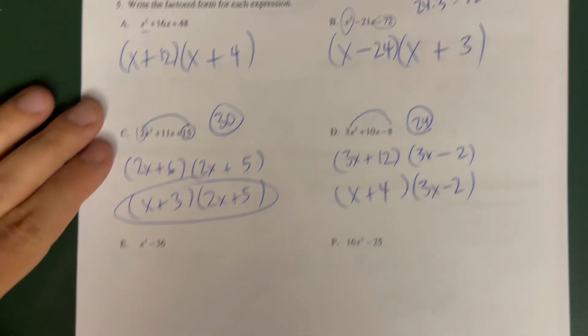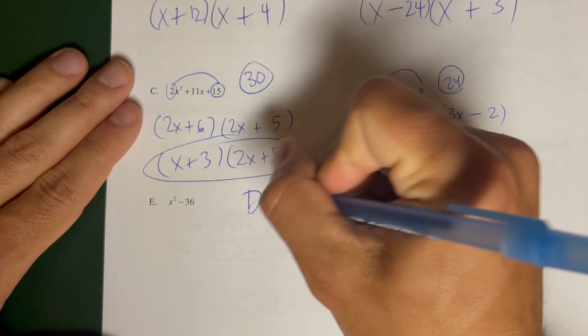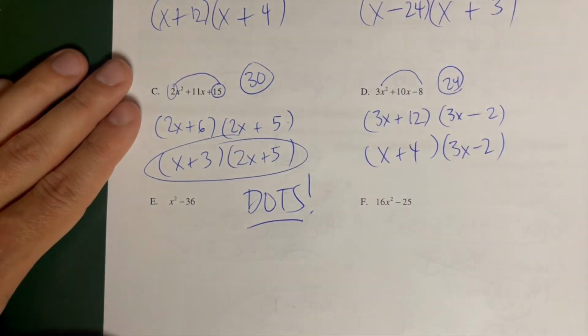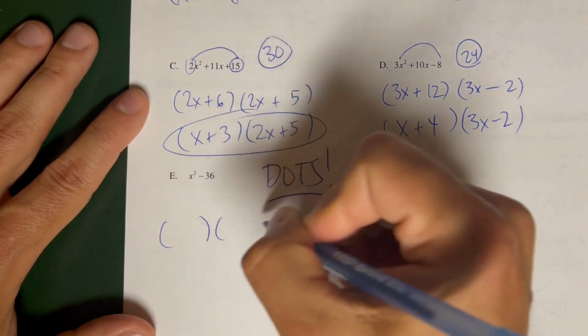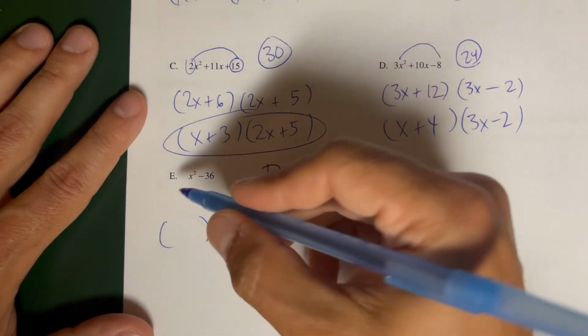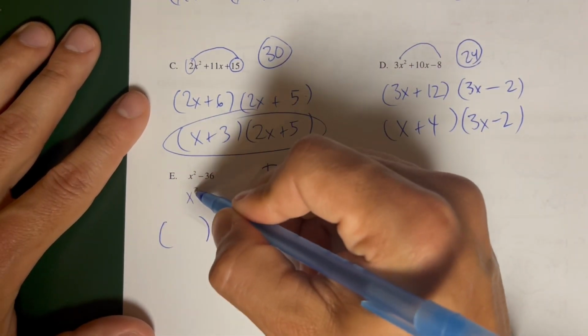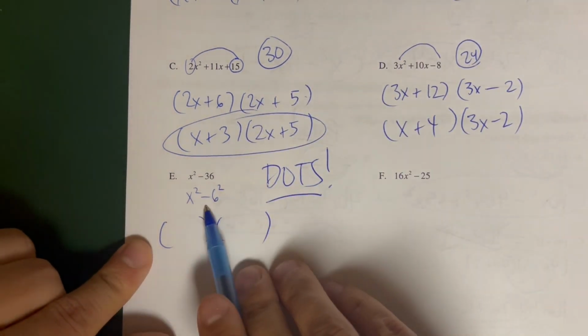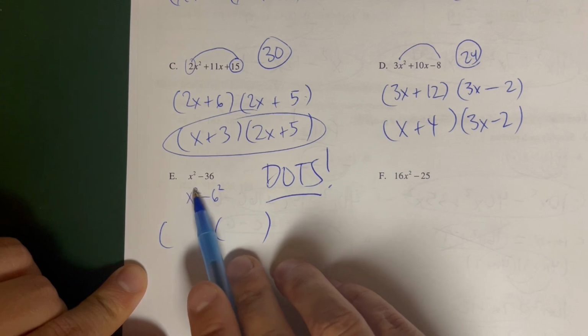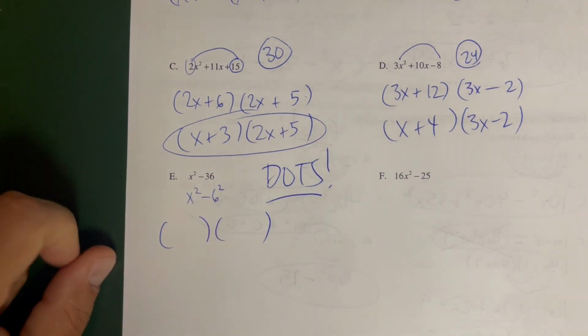Okay? And for our last 2 questions, E and F, these are something called a difference of 2 squares. And a difference of 2 squares is factored like this. If you want to think of it, 36 is 6 squared, and because it's a difference, that's a minus. These 2 values are squares, and so we're all set.